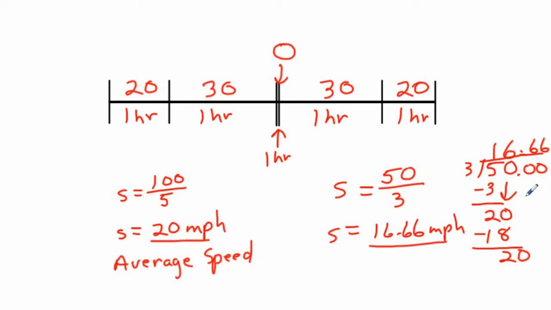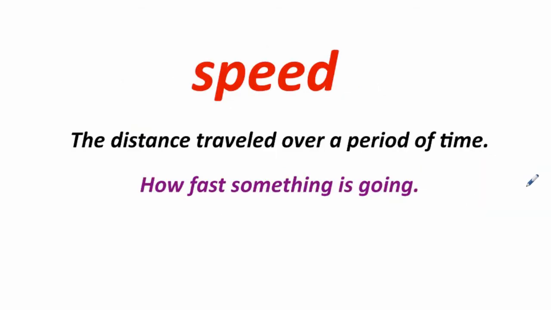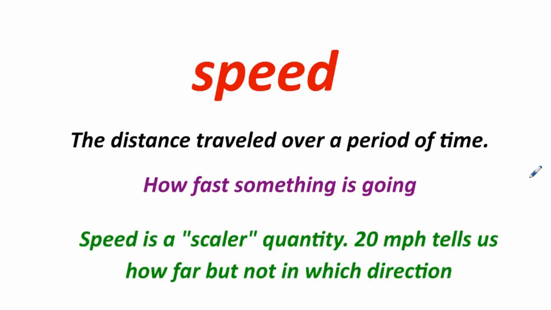So let's quickly review what the definition of speed is. Speed is the distance traveled over a period of time, or another way of saying that is how fast something is going. Let me ask you this question. Would you say that speed is a scalar quantity, or would you say that it is a vector quantity? Think about that. 20 miles per hour. All right. If you said scalar, you would be correct.